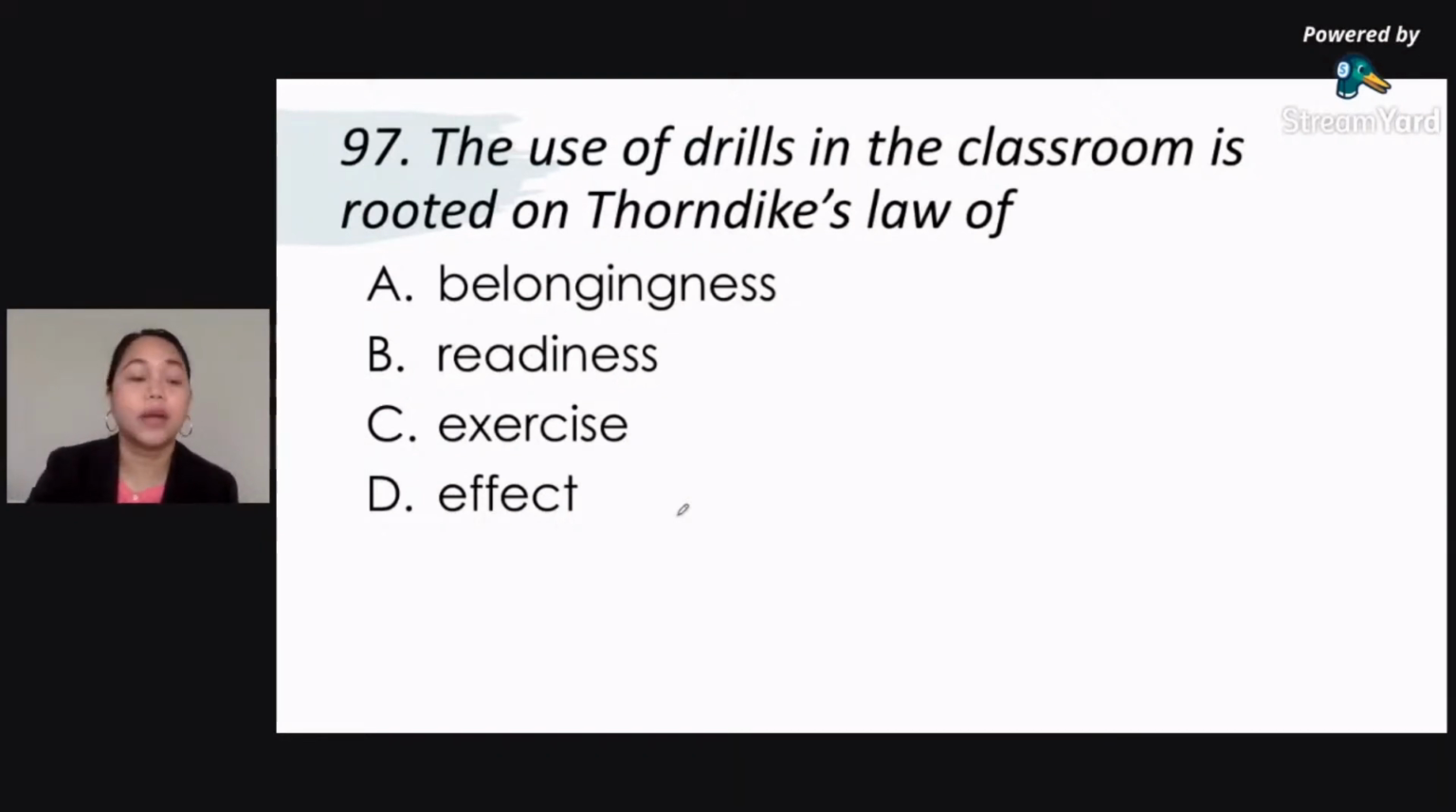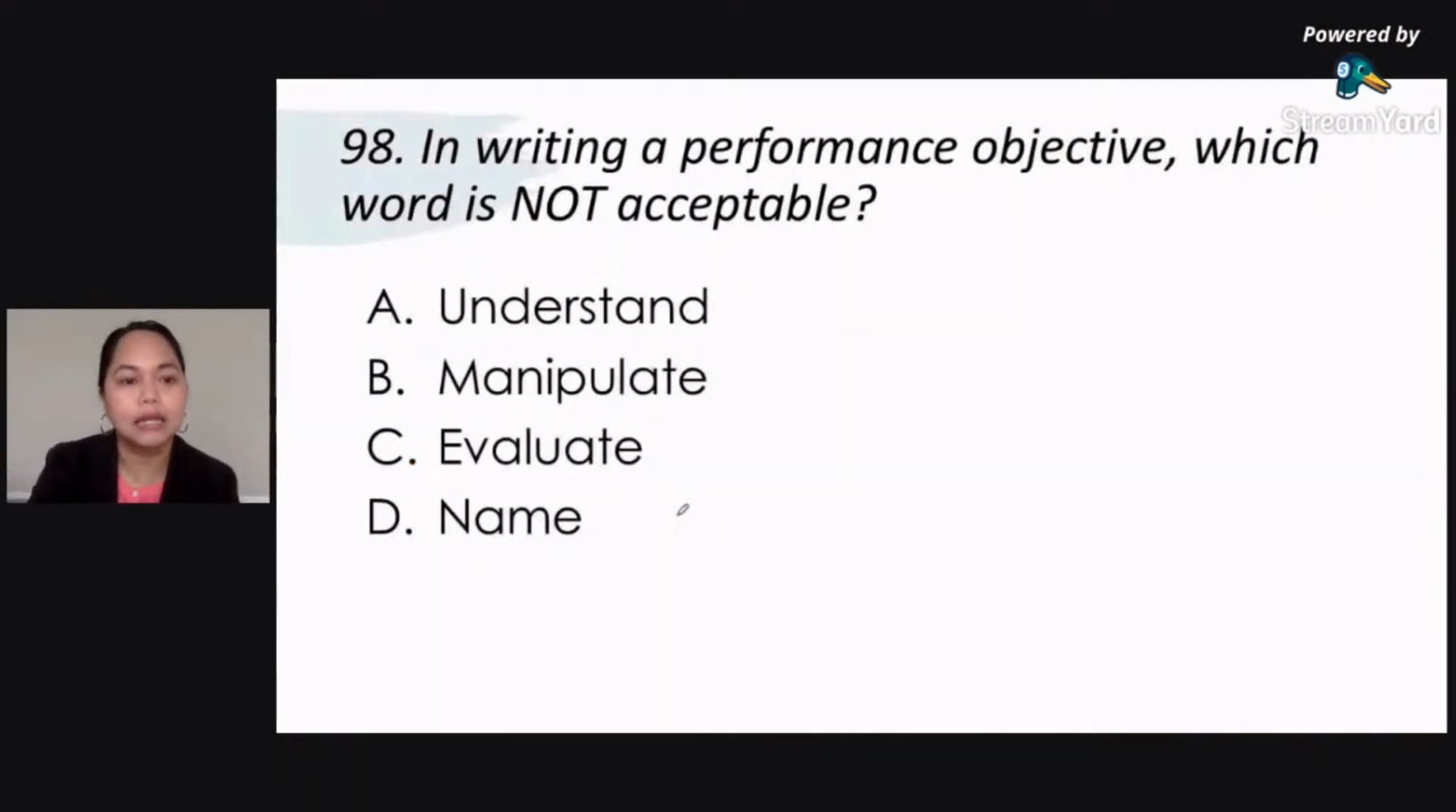All right, of course, the correct answer would be the law of exercise. That's correct. Practice makes perfect. The more you practice, the better you get at a certain thing or at a certain object. Okay, next one, number 98, last three.